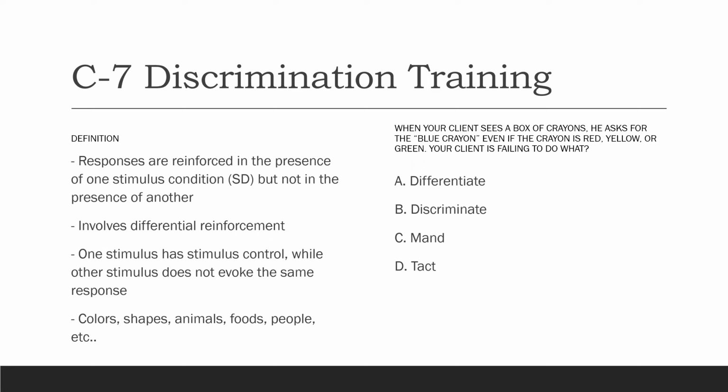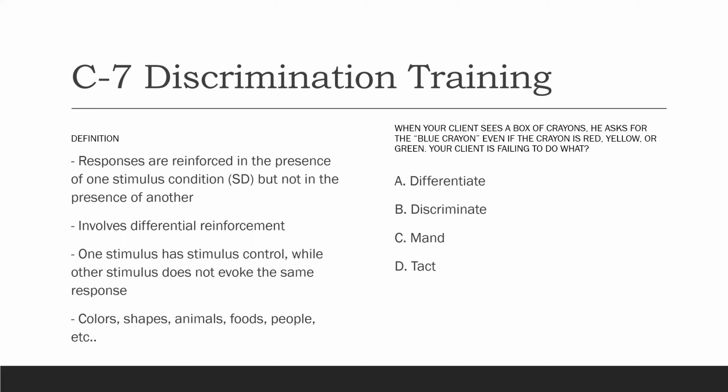Is he not differentiating? Is he not discriminating? Is he not manding, or is he not tacting? Well, he is manding, because he's asking for the blue crayon. What's he failing to do? He's failing to discriminate between the different colors. He's asking for a blue crayon for all the crayons. So there's a failure to distinguish between these colors.